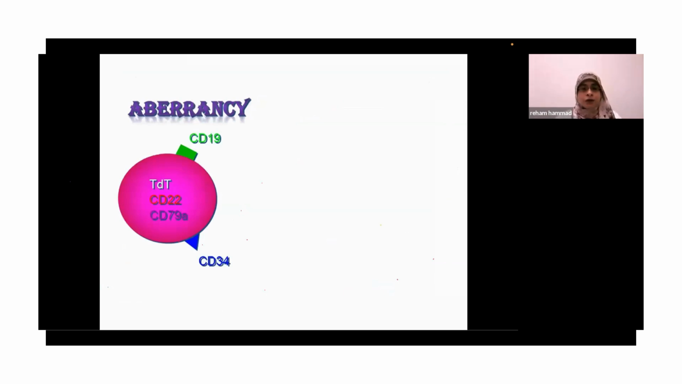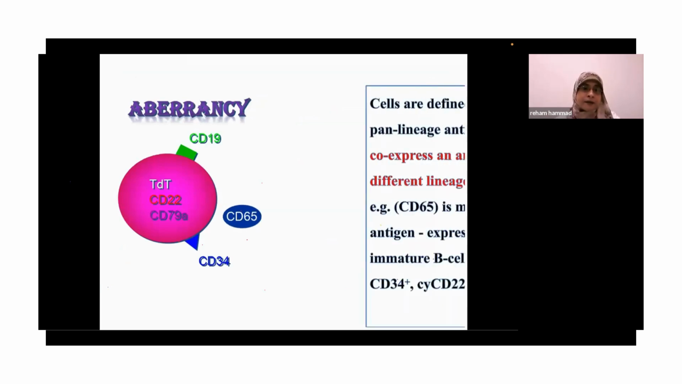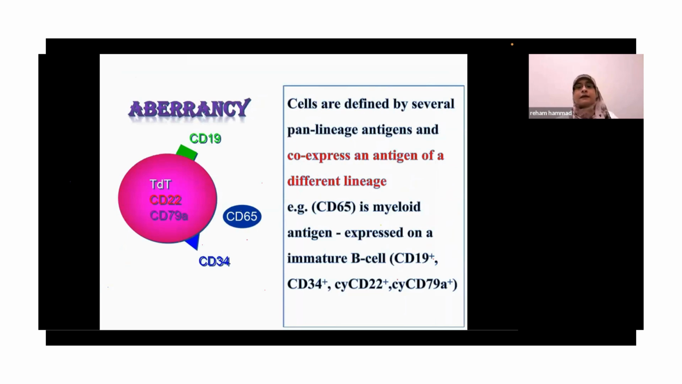One of the important things that I want you to know from today, inshallah, is aberrancy. What is aberrancy? Sometimes the cells can be identified by several pan-lineage antigens, but they are co-expressing antigens related to another lineage. For example, the B lymphoblast is going to express CD19, cytoplasmic CD22, and CD79, but I see that it is expressing a myeloid antigen like CD65. This is aberrancy. So aberrancy is expressing an antigen from a different lineage.